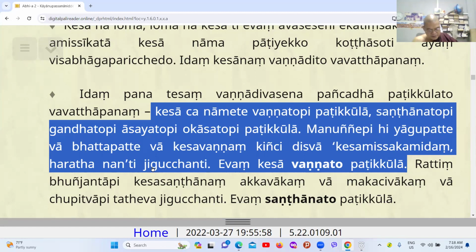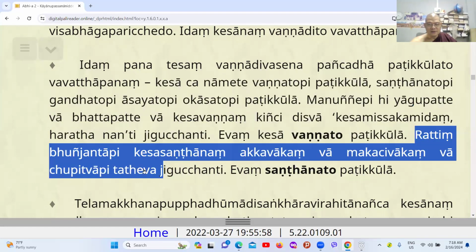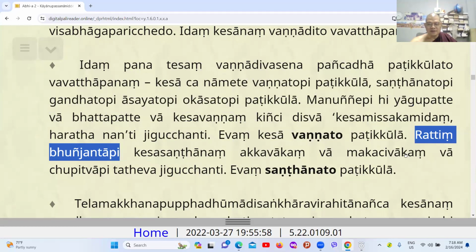In this way, the kesa is discussed as color. The color of the kesas is discussed. Rattipi, where one takes his meal at night.